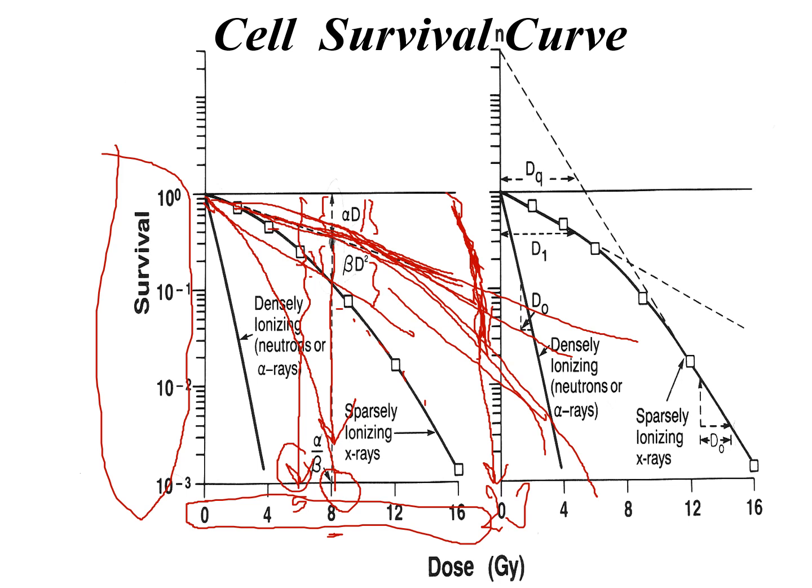So now you know what alpha beta ratio means. Alpha is a constant, beta is a constant, but the alpha beta ratio is a point, a dose at which the direct hit cell killing is equal to the beta, the d squared cell killing, the quadratic cell killing.